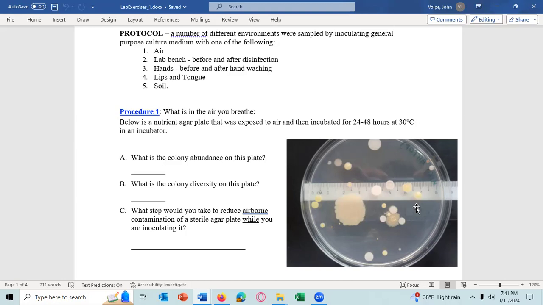Procedure 1B, what is the colony diversity on this plate? I don't want to answer for this, but we've already answered that in another plate. And then procedure 1C, what steps could you take to reduce airborne contamination while you are inoculating a plate? So don't tell me a step you could take before you inoculate the plate, or a step you could take to reduce contamination after you inoculate the plate. Tell me while you are actively inoculating the plate.